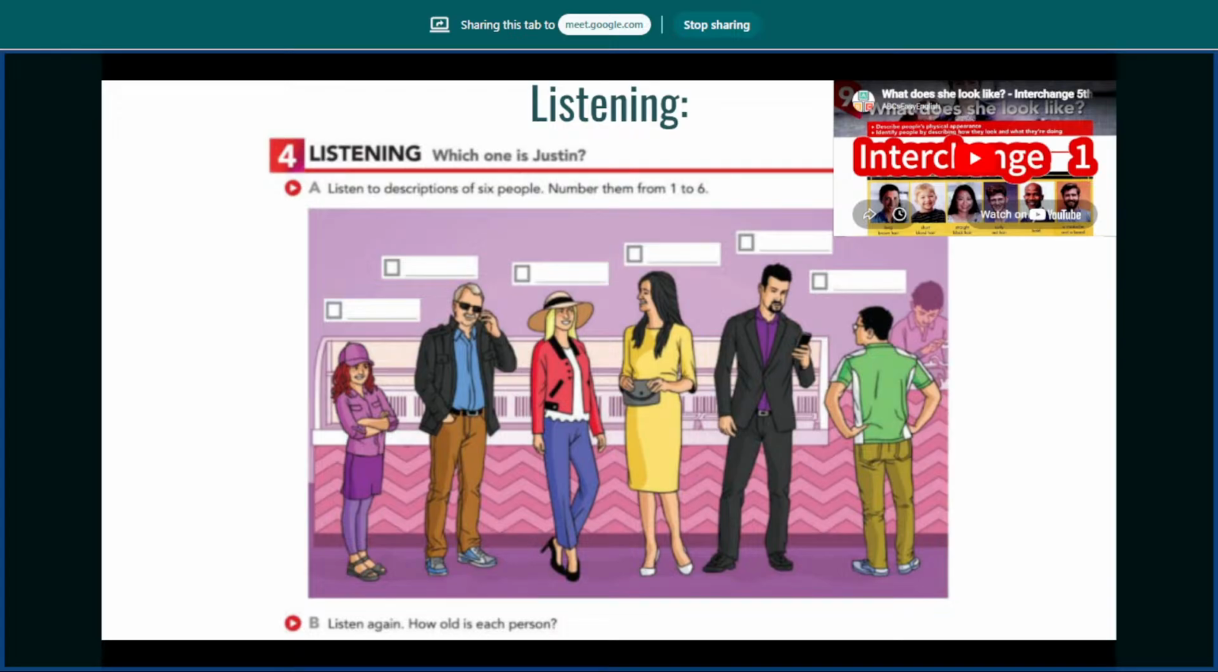Okay. Now what we are going to do is we are going to listen to the audios again. If you have missed out on any information, note that down. But along with that, you will also note down how old each person is. Okay? First do that and then we'll discuss.